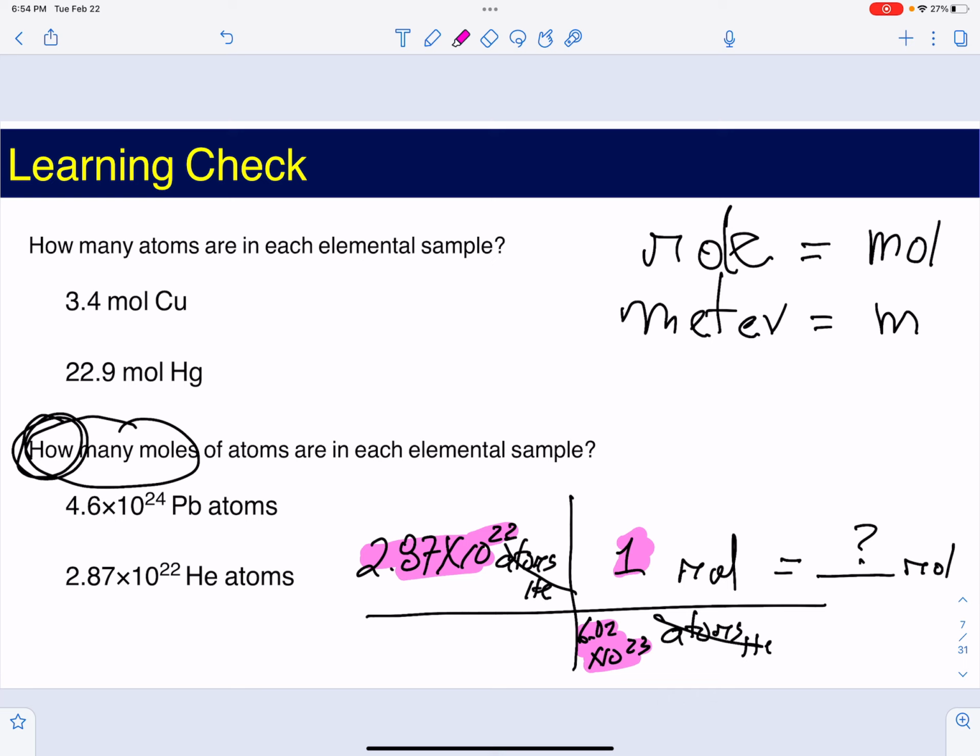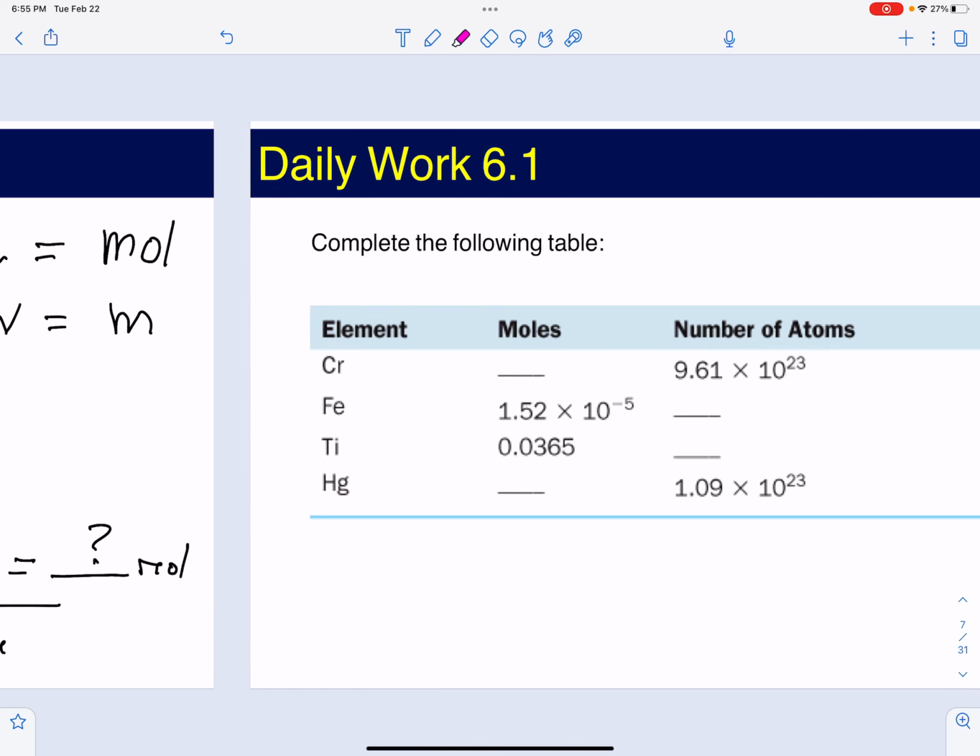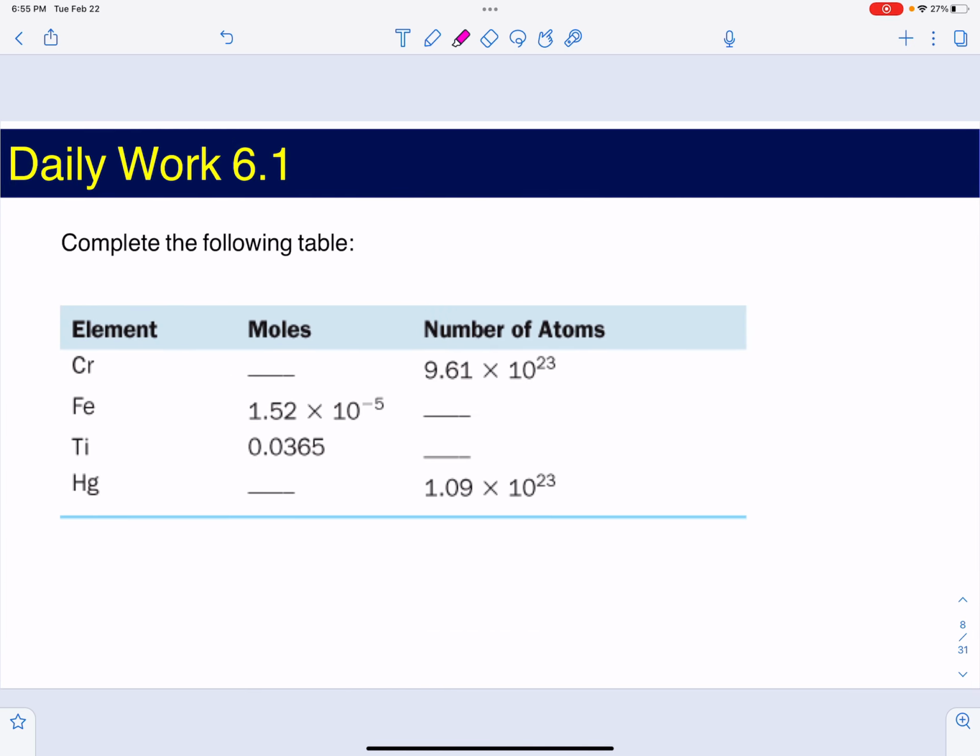So that covers how to go from the number of atoms to the number of moles using the equality of Avogadro's number. And you can do it backwards. You can go from atoms to the number of moles. The first one was from moles to the number of atoms. So your turn. Make sure you complete that table. You get to practice both ways, going to the moles or going to the atoms.